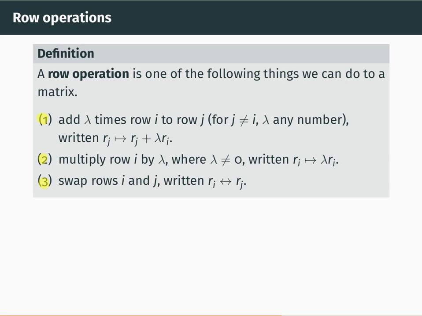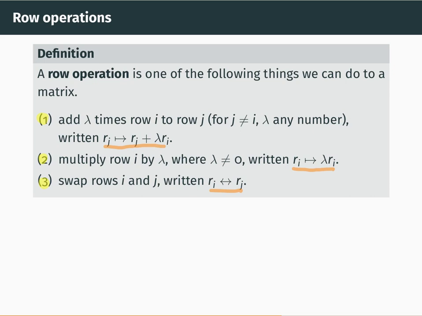You'll see on this slide that each row operation has a specific notation. The first type of row operation is written like this, so row j goes to row j plus lambda times Ri. The second row operation is written like this, so row i goes to lambda times row i. And the third row operation is written as Ri swaps with Rj like this.